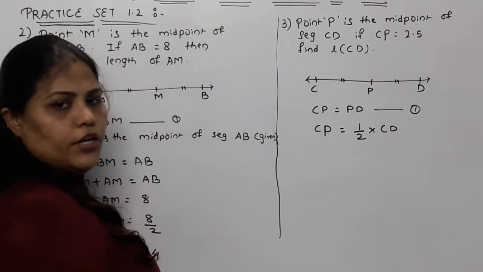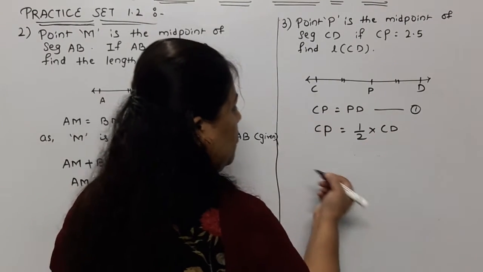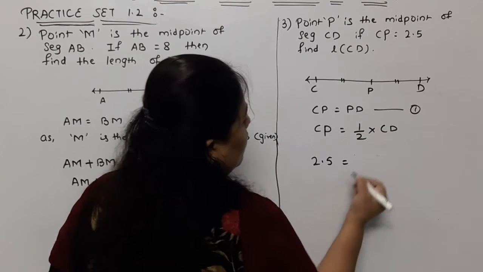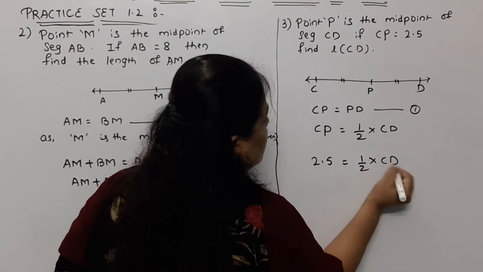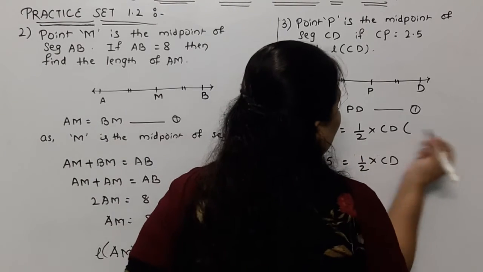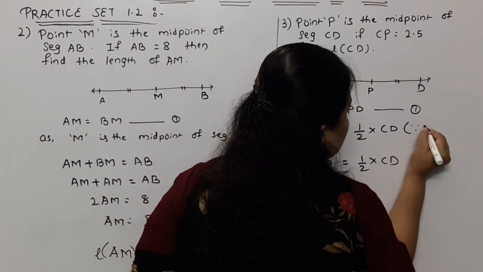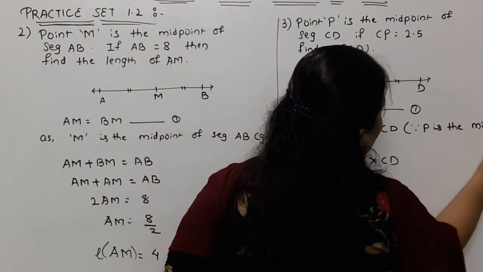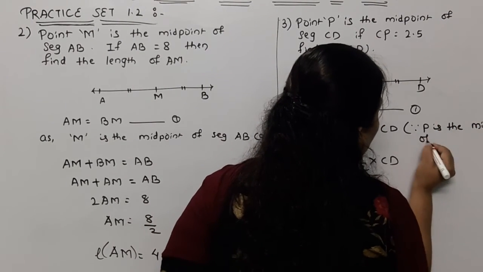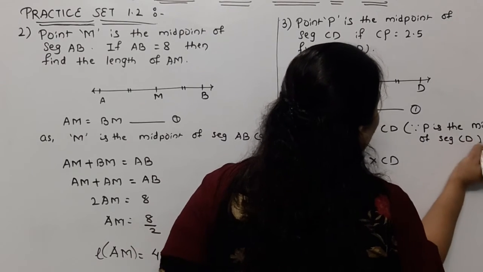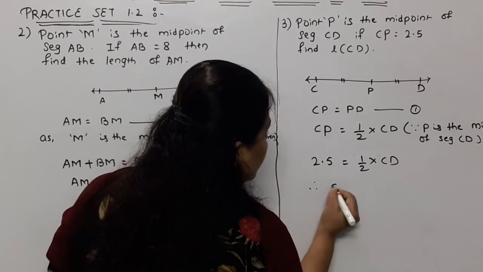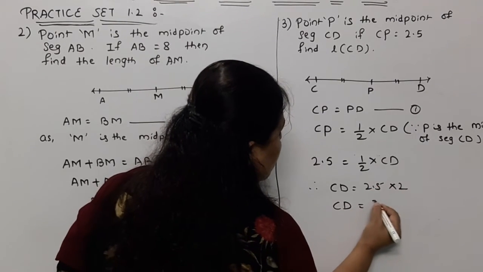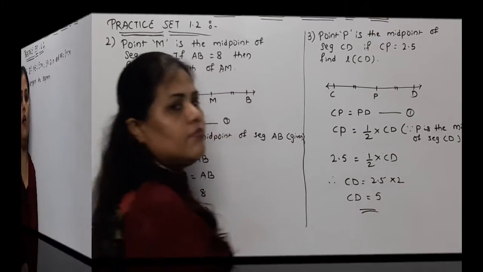This is also one way to solve the sum instead of taking parts. So here CP is given 2.5. Here half into CD, as we don't know the value of CD. Here we can write, because P is the midpoint of seg CD, therefore CD is equal to 2.5 into 2. CD is equal to 5 units.